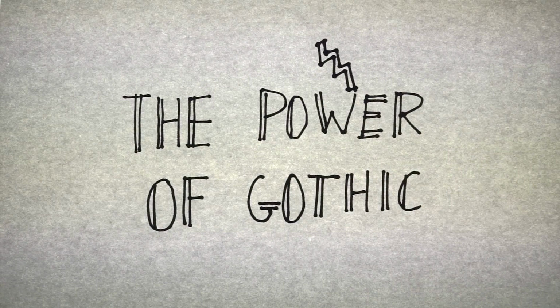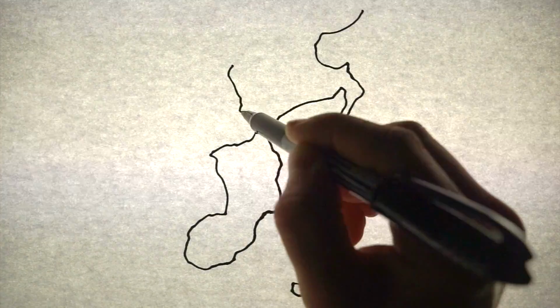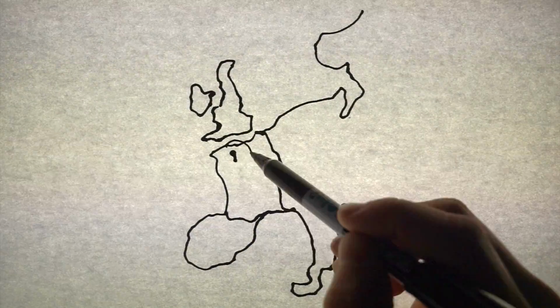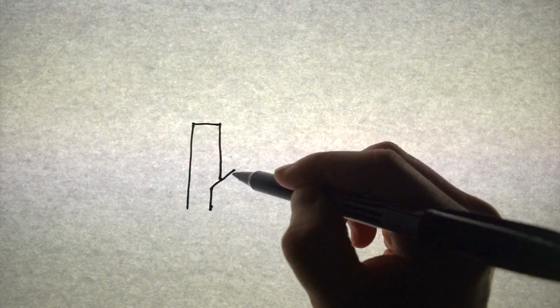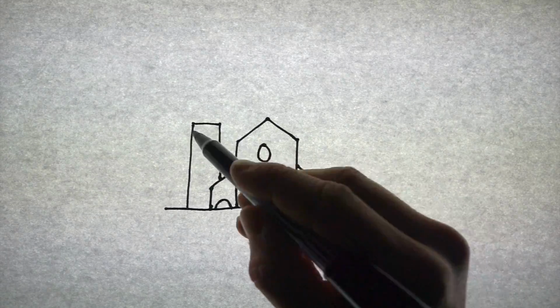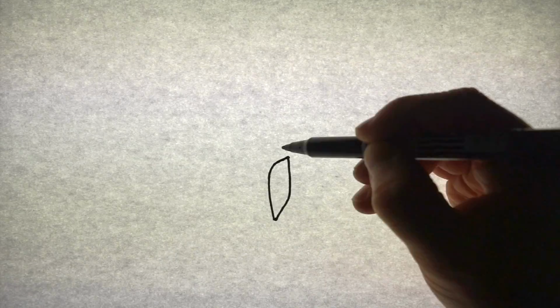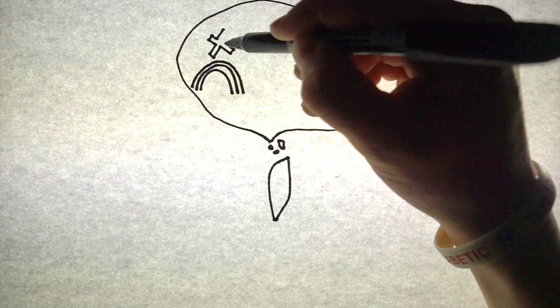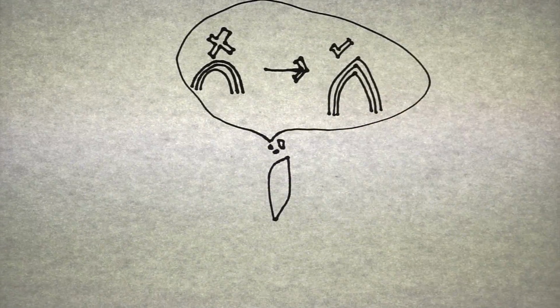Of Gothic. The Gothic style started off in northern France. A guy called Abbot Suger thought that Romanesque cathedrals were too bulky and depressing. He thought places of worship should be filled with light. This was made possible through the development of the Gothic pointed arch.